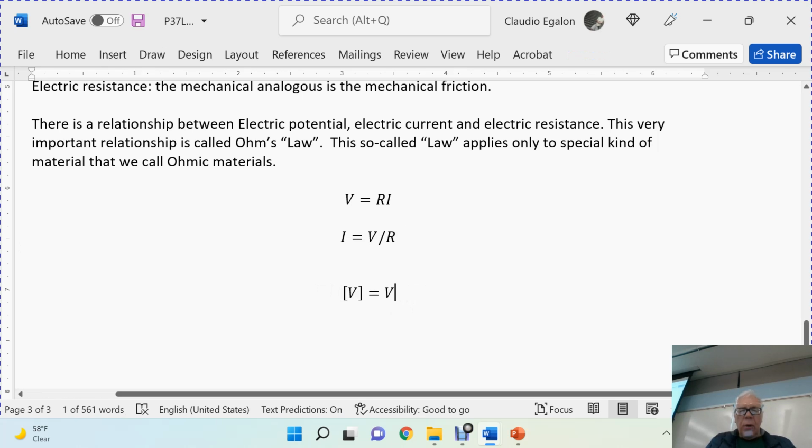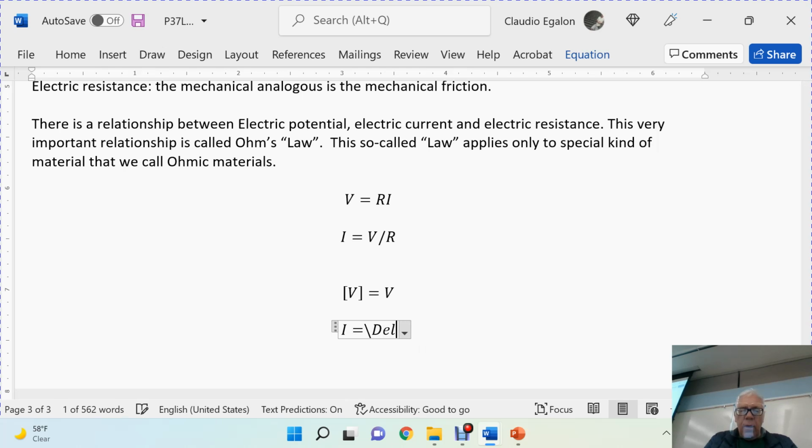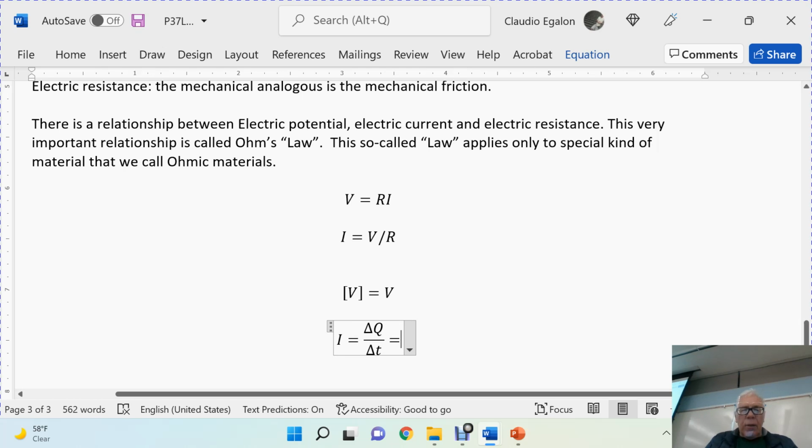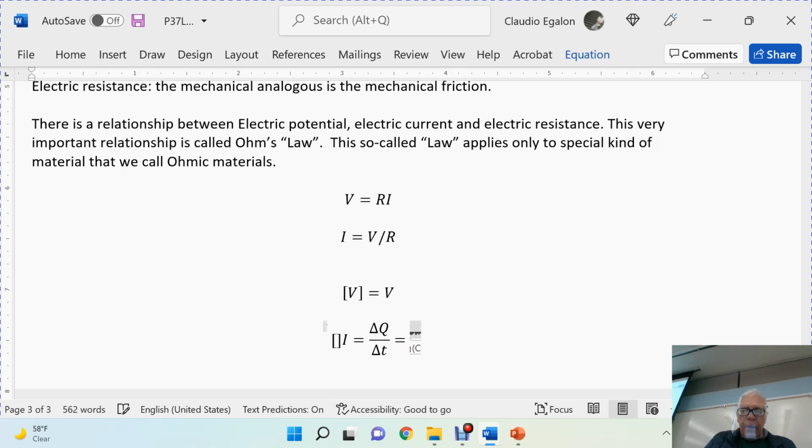The definition of current, here you go, is delta Q over delta T. That's the definition of electric current. The unit of delta Q over delta T, this unit is so important that we give it a name. And there is more, you know.